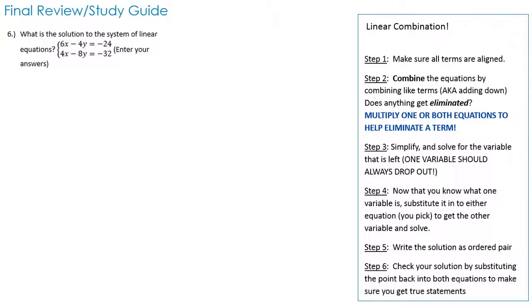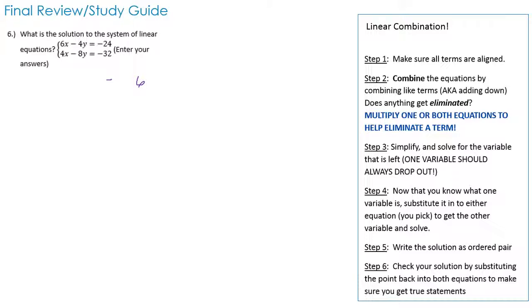So the first thing we're going to do is make sure all the terms are aligned. All the x's are lined up on top of each other, the y's, equal signs, and then the constants. So in this case they are. Then we want to just combine the equations by adding down and see if anything gets eliminated. So if we do that real quick, 6x plus 4x gives us 10x minus 12y is equal to negative 56. So notice none of the terms get eliminated. This means we need to manipulate one or possibly both of the equations to help eliminate a term.